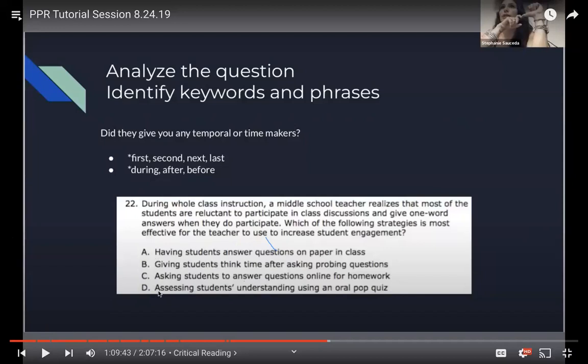How do you think assessing, pop quizzing them orally is going to work for increasing student engagement? Because after all, that's the goal. Will an oral pop quiz increase student engagement? Will it alleviate the reluctancy to speak? No, I don't think so.